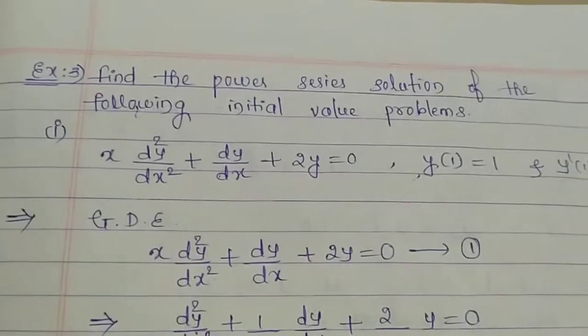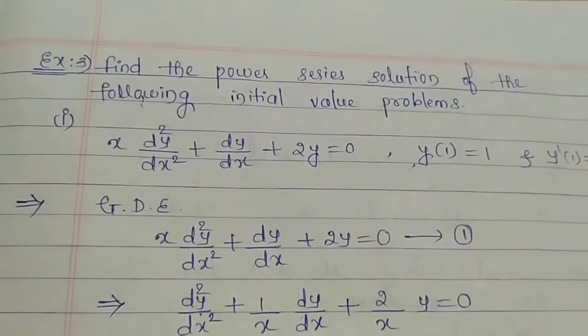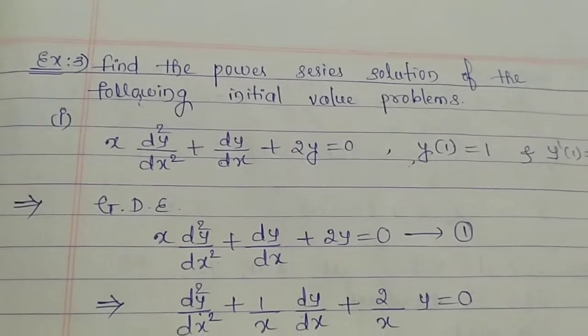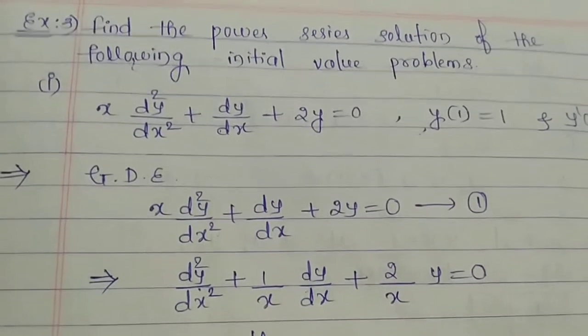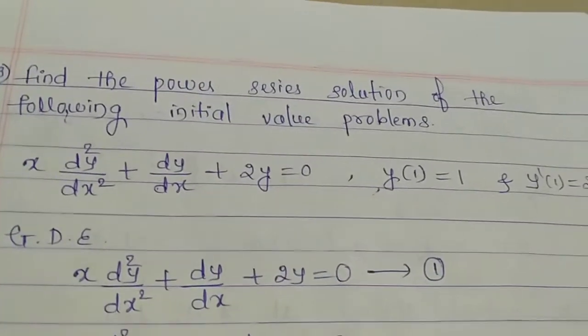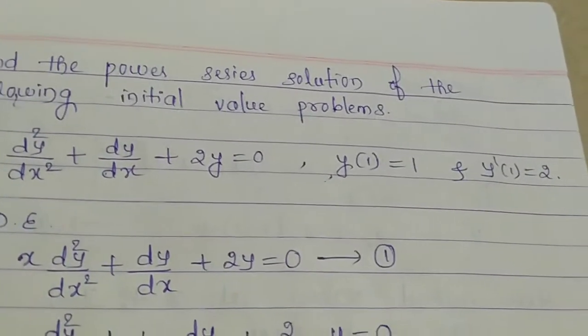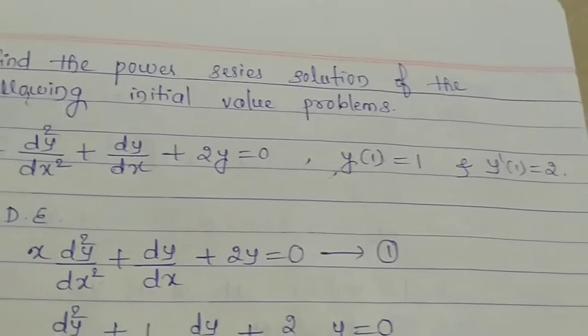So let's start. Example number 3: we have to find the power series solution of the initial value problem. What is that problem? x d square y by dx square plus dy by dx plus 2y is equal to 0. And the initial conditions are y of 1 is equal to 1 and y dash of 1 is equal to 2.